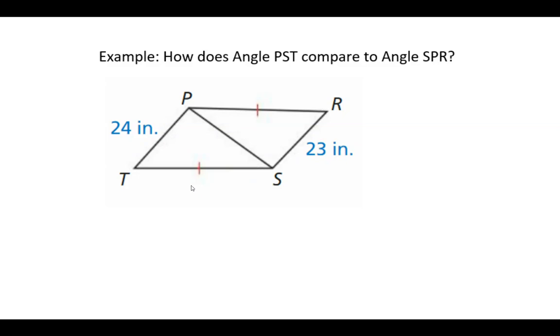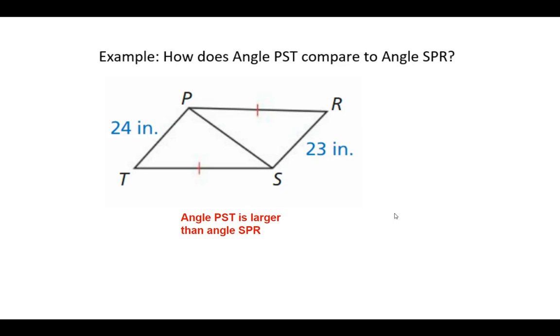We have that met. Then they're giving us some info about the third side in each triangle. So this is just a little bit bigger than this. And so they're asking, how does angle PST compare to angle SPR? So PST is right here, the angle that's kind of right in this spot. And SPR, go from S to P to R, it's the angle that's right there. Well, the idea here is that since this side is bigger than the 23 over here, the angle across, so this angle right here, would have to be bigger than the angle across right there. Okay, so we'd have to say angle PST is larger than angle SPR.